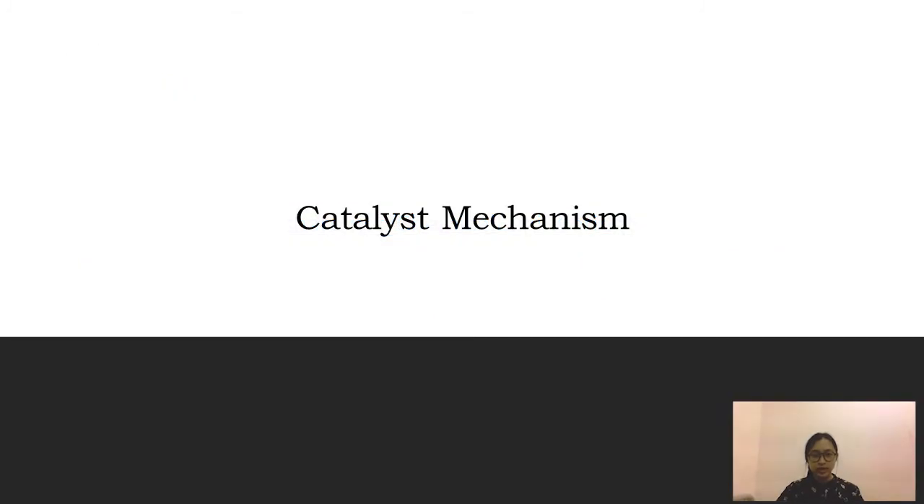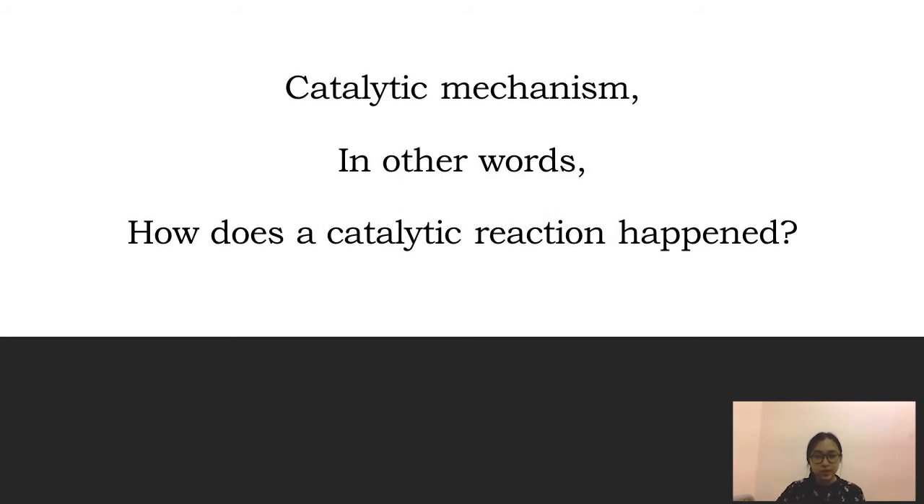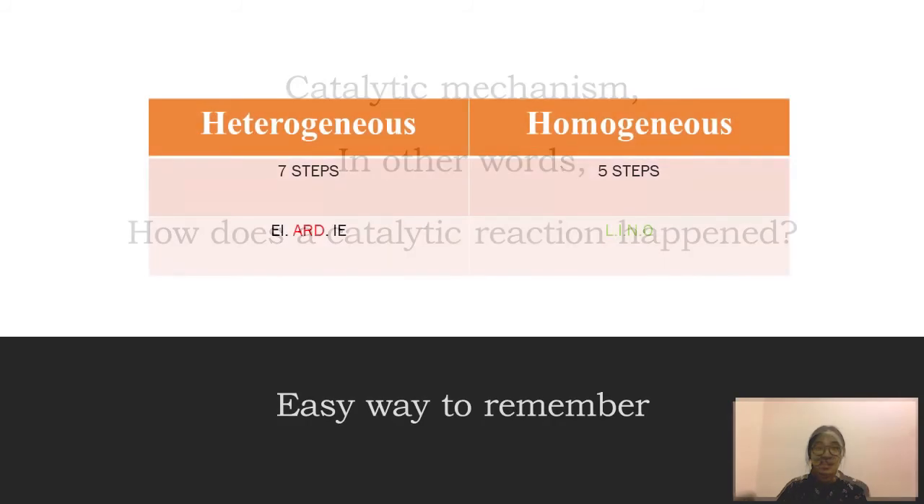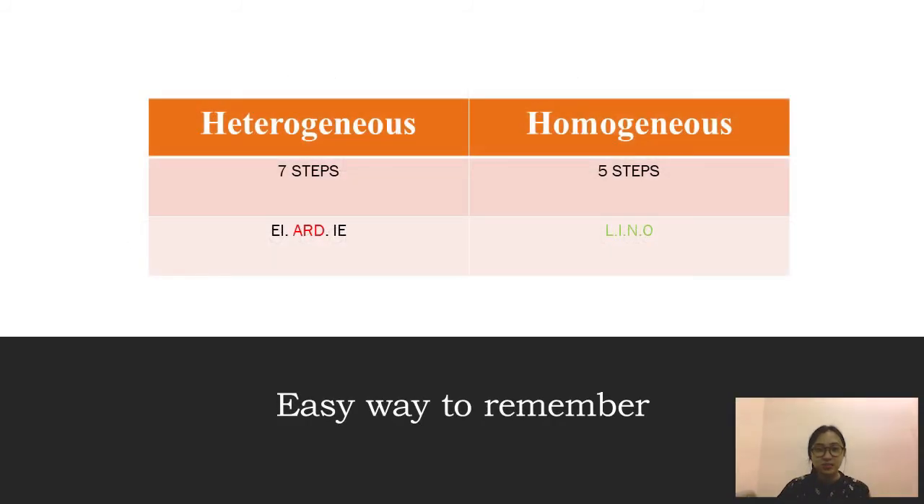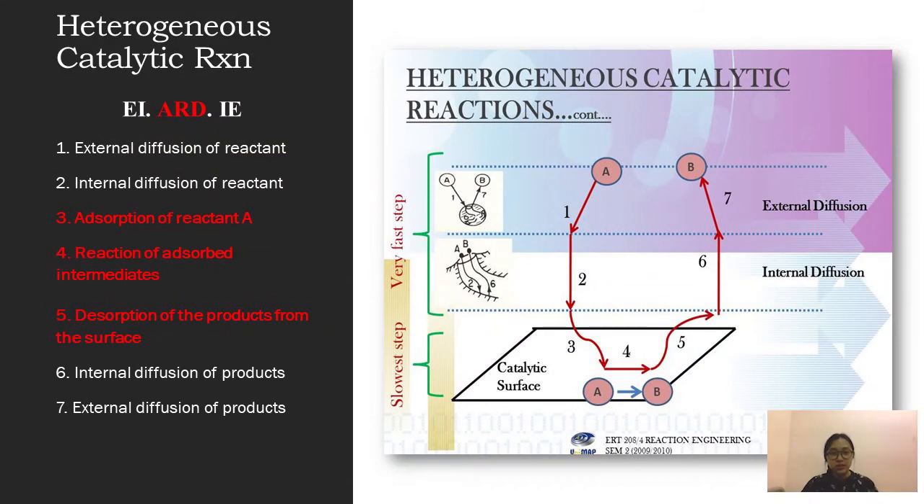Moving on to the last subtopic, which is catalyst mechanism. Catalyst mechanism, in question form, is actually asking, how does a reaction happen? Now we get a clear picture of the objective, right? How does a catalytic reaction happen? As we know, catalysts can be divided into two main types, which are heterogeneous and homogeneous. For the typical steps in heterogeneous catalytic reaction, there are 7 steps.